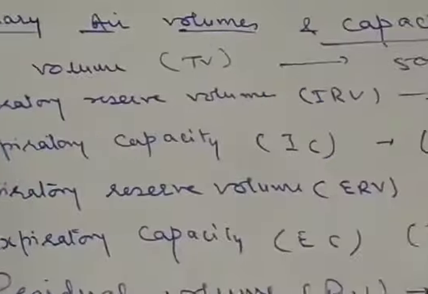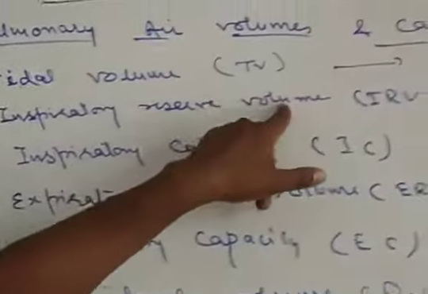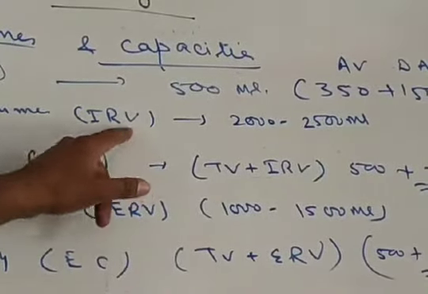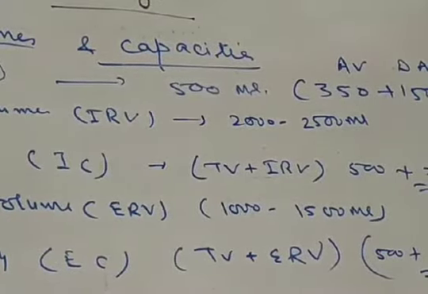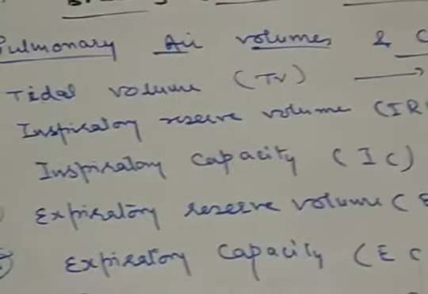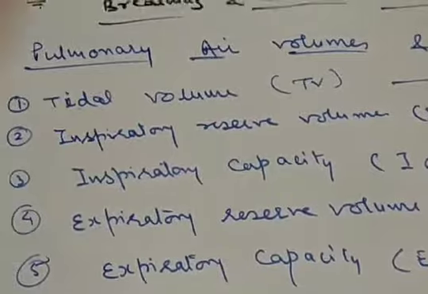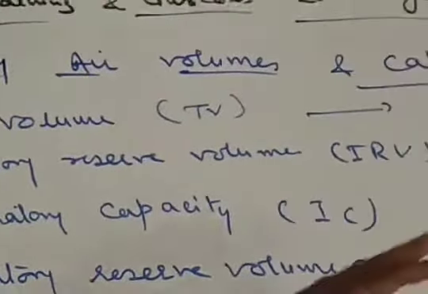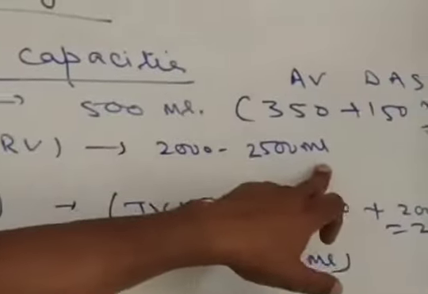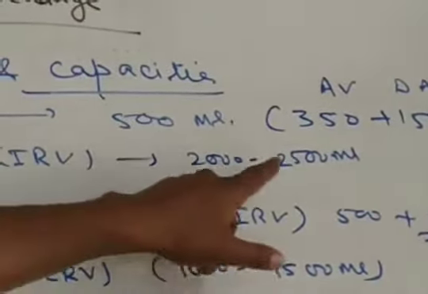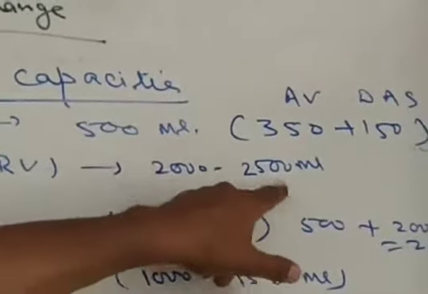Then we come to the second term, which is called inspiratory reserve volume, or IRV. Inspiratory reserve volume is defined as the extra amount of air which can be inhaled forcibly after normal inspiration. Its value is approximately 2000 to 2500 ml. Means one can inspire approximately 2500 ml more air after a tidal volume.